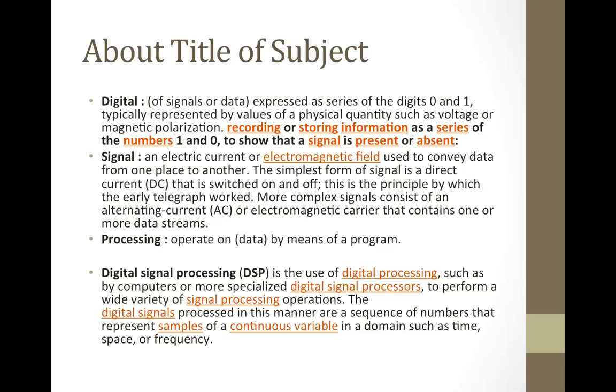Then the next is digital signal. We will go through the signal that you have studied. What is the definition of signal? A signal is an electric current which is used to convey information from one place to another. It is an electric current, voltage, or electromagnetic field. This is a carrier which conveys data or information from one place to another. That is called a signal.